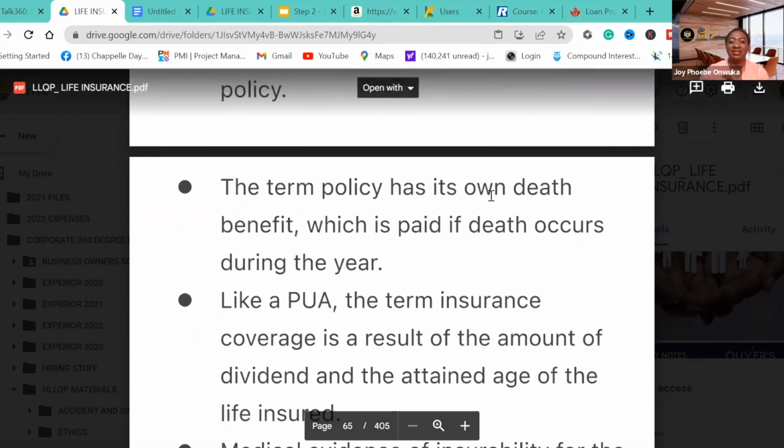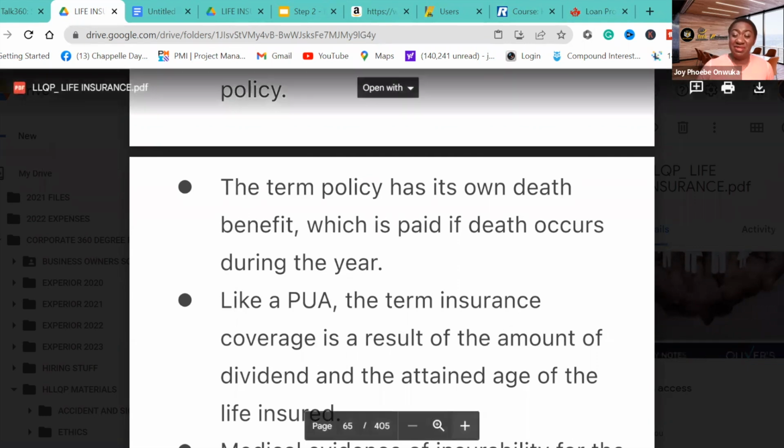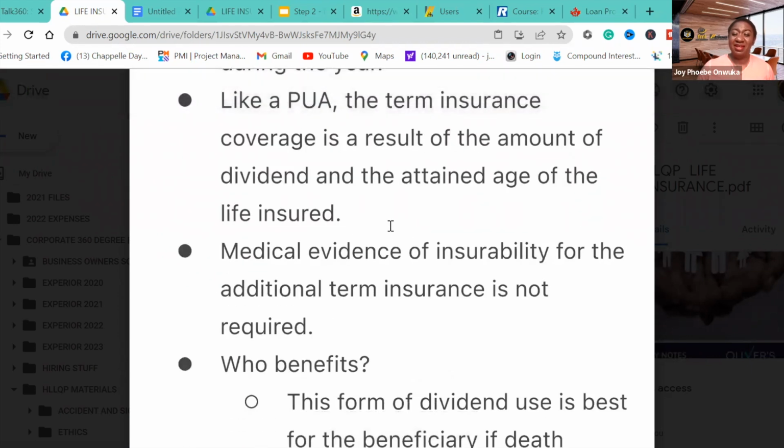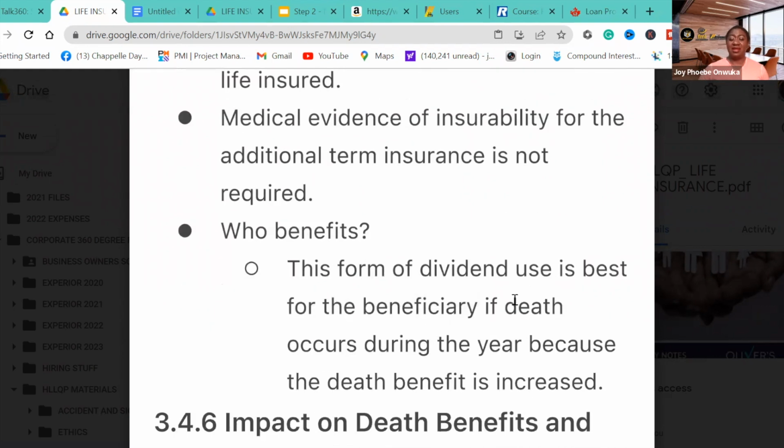Now, the term policy has its own death benefit, which is paid if death occurs during the year. Like the paid up addition, the term insurance coverage is a result of the amount of dividend and the attained age of the life insured. So medical evidence of insurability for the additional term insurance is not required. And in this instance, who is the winner? Who is benefiting? Well, this form of dividend use is best for the beneficiary if death occurs during the year, because the death benefit will increase.